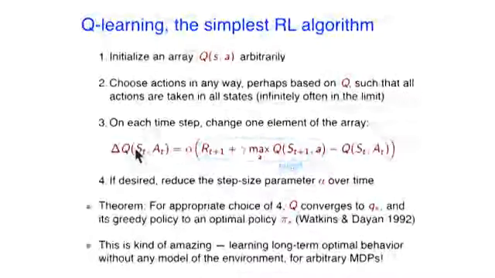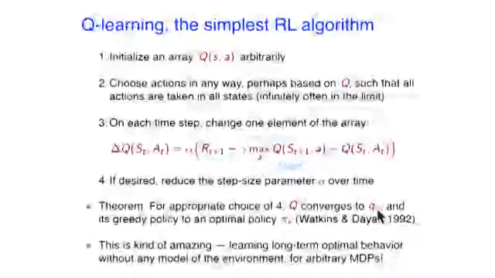Okay, so that's the whole algorithm. Well, no, there's one last step. If you want to really converge to something, you have to reduce your step size parameter, and there are several possible ways to do that. Then the theorem is that if you do that appropriately, your estimate converges to Q star, and once you have Q star, you can do the greedy thing and have an optimal policy pi star.